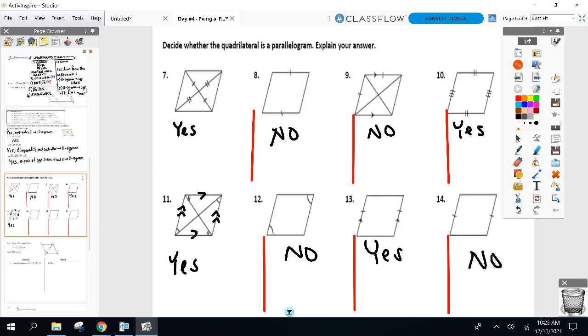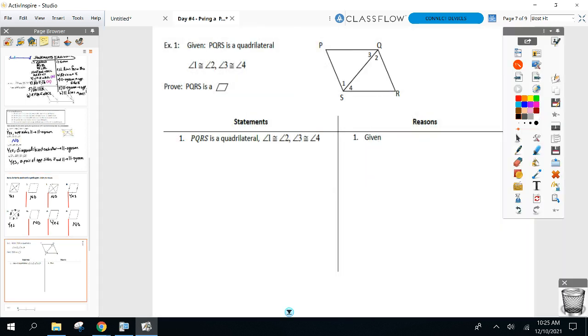All right. Any issues before we start a proof now? Let's do it. Alrighty, angle 1 is congruent to angle 2, and angle 3 is congruent to angle 4. Prove to me that this is a parallelogram. So I need to make it look like one of my diagrams I showed you at the beginning.